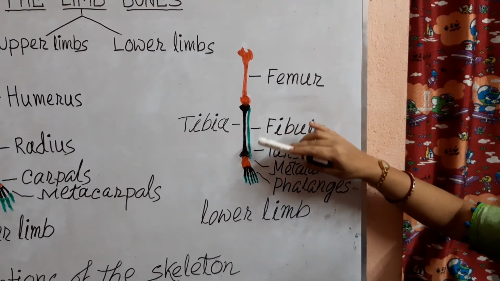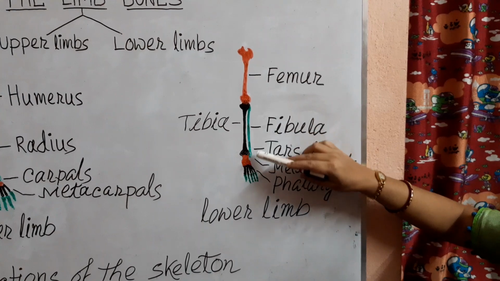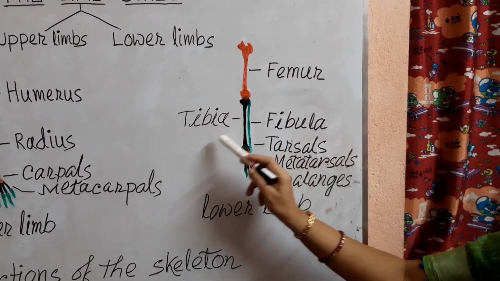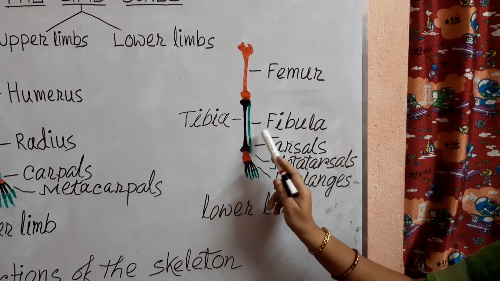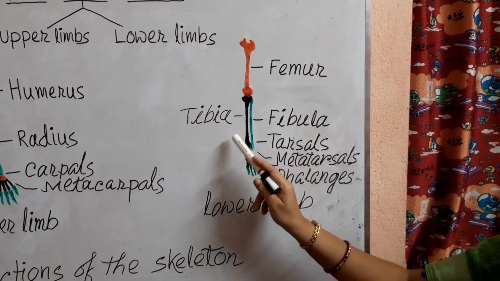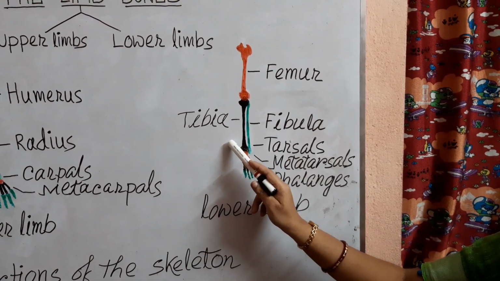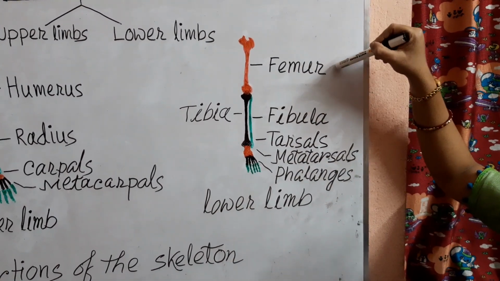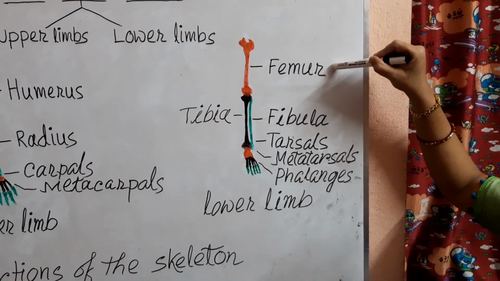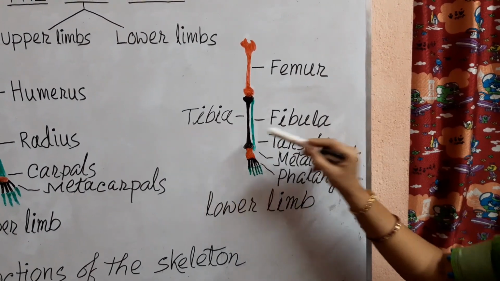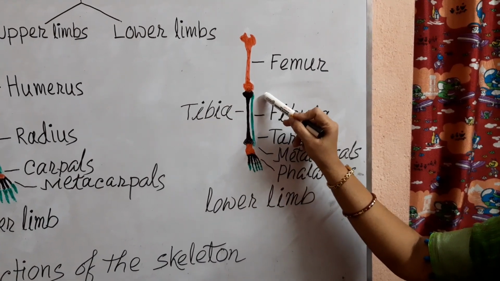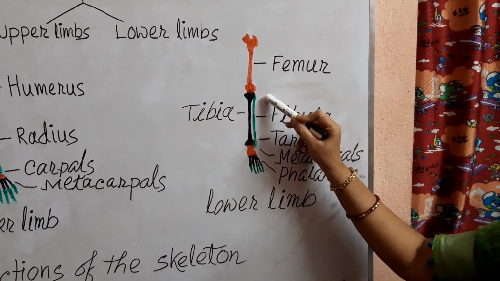The calf or the lower part of the lower limb consists of two bones, fibula and tibia. Understood? These two bones, fibula and tibia. Here also, the upper bone of the lower limb, that is the femur or thigh bone, is connected to the tibia and fibula at the knee joint. This is the knee joint at our knee.